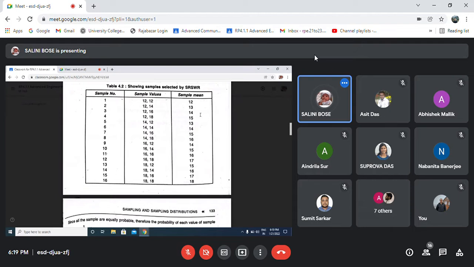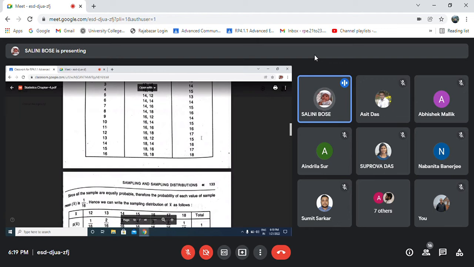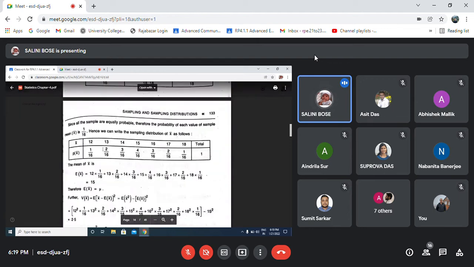You can see each and every one is 1 by 16. 13 has occurred two times, so it will be 2 by 16, because each sample mean has a probability of 1 by 16. They have occurred two times, so that will be 2 by 16. Probability of 13 is 2 by 16.